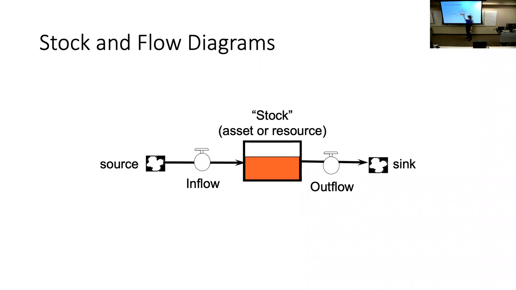This is like an asset or a resource. That stock changes over time, but the things that make it change over time are its so-called inflows and outflows. When we build system dynamics models, we set up formulas for the inflows and outflows that are determined by the level of the stock they're connected to, as well as other stocks in the model. As other stocks are moving around, they're changing how these stocks are themselves moving around. So it's a coupled web of interactions.